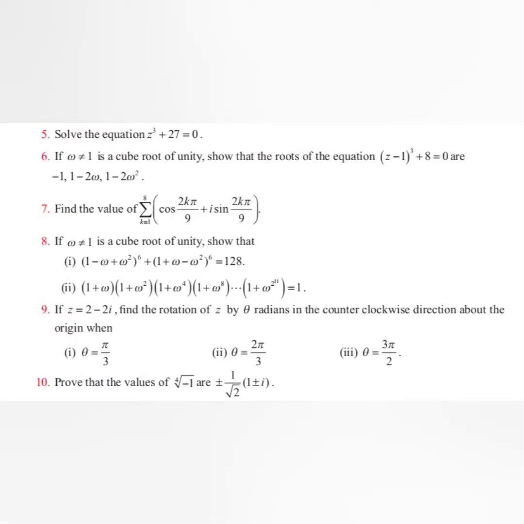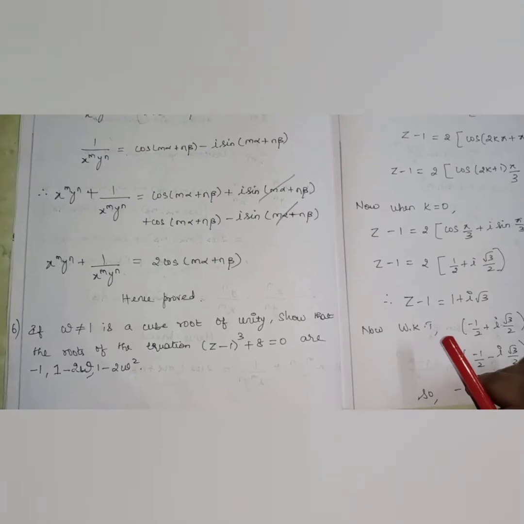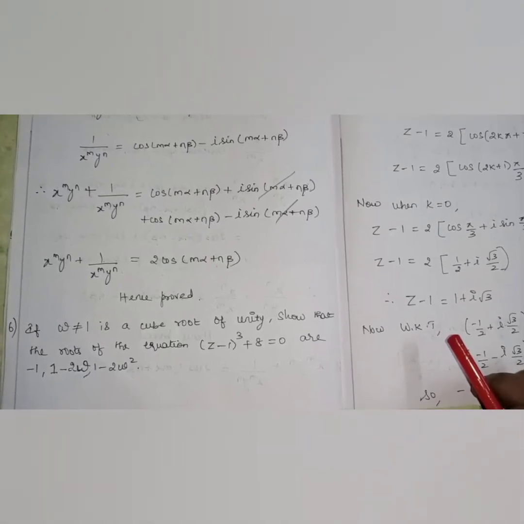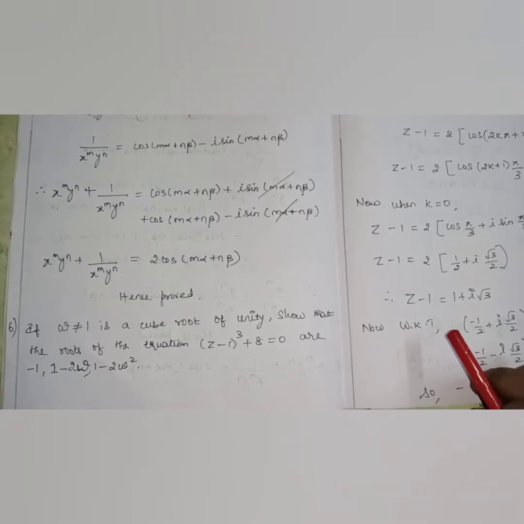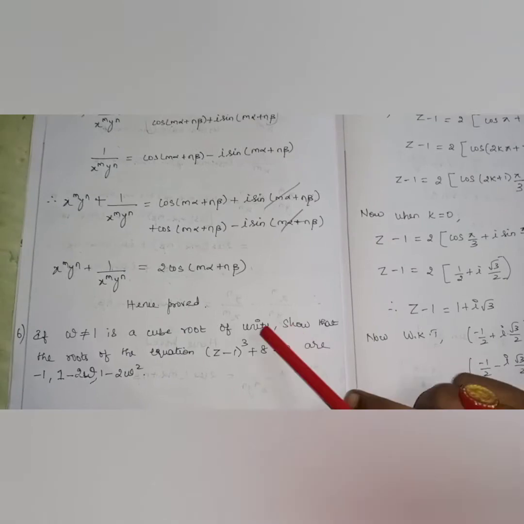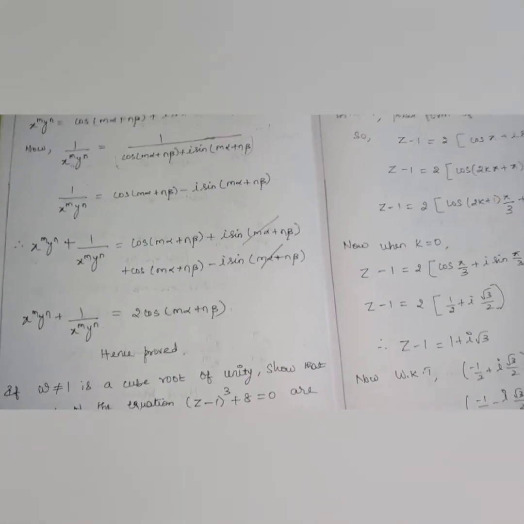Actually the 5th sum, 7th and 8th can be done as homework. Also the 10th sum can be done using the example sums. So let's move on with the 6th sum now. If omega is not equal to 1 is a cube root of unity, show that the roots of the equation z minus 1 the whole cube plus 8 is equal to 0 are minus 1, 1 minus 2 omega and 1 minus 2 omega square.